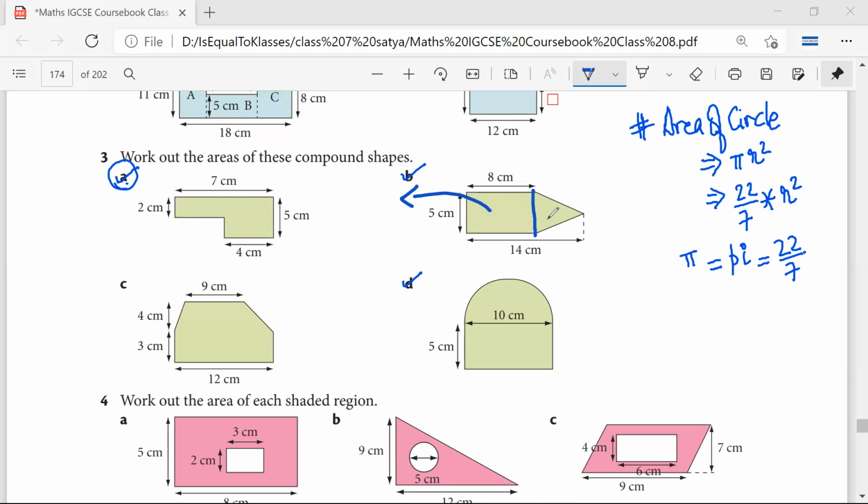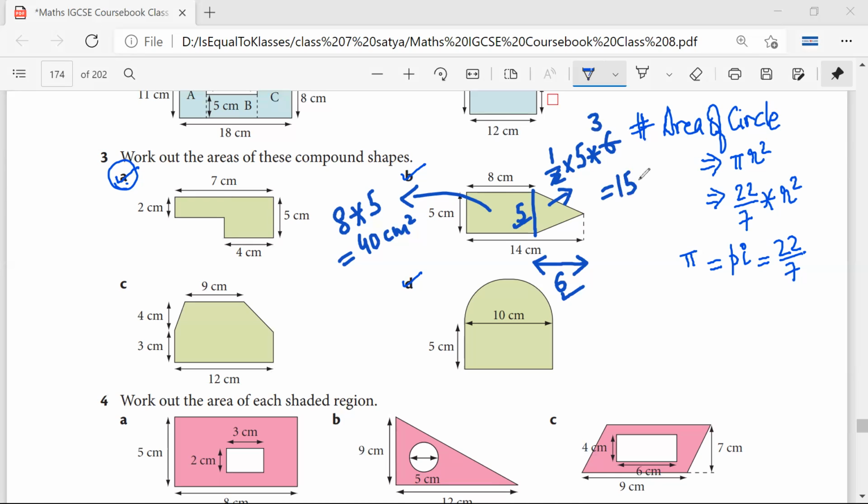So the rectangle's area would be 8 into 5, which is 40 centimeter square, and the triangle area would be 30 centimeter square. Why? Because the base is 5 centimeter, and then to find the height, I subtracted 14 by 8. Okay. So I got the answer as 30 centimeter. Half base into height. Height is 6 centimeter. Satya, is it correct? Yes, sir. So area of the triangle would be half base into altitude. This would be 15.